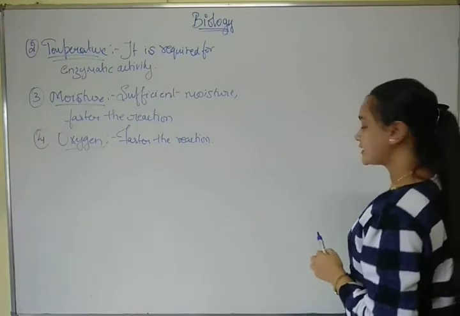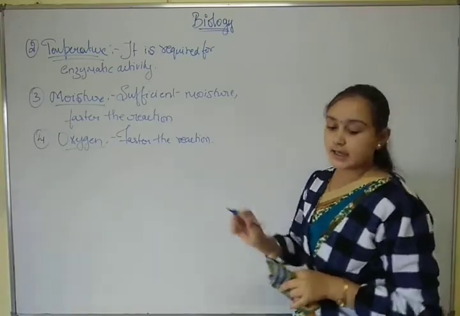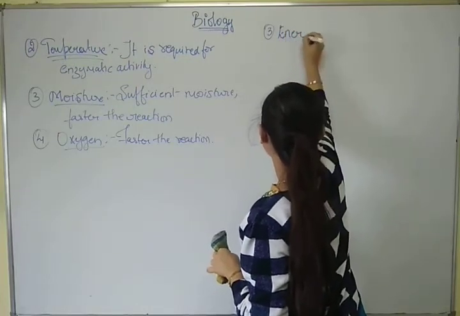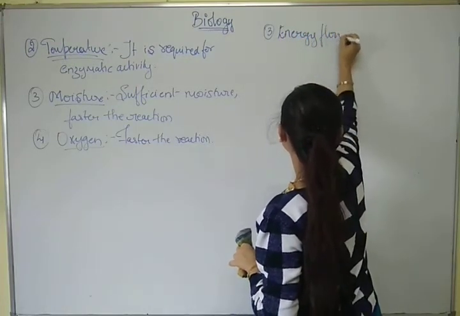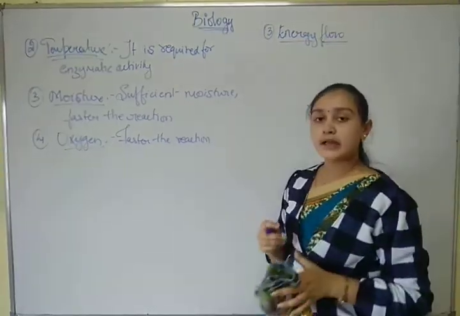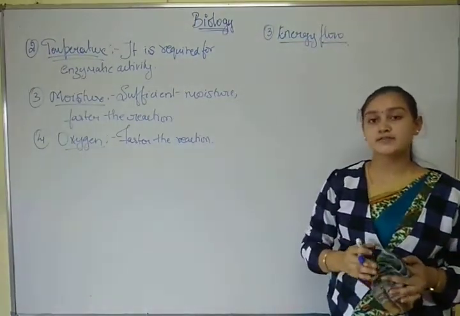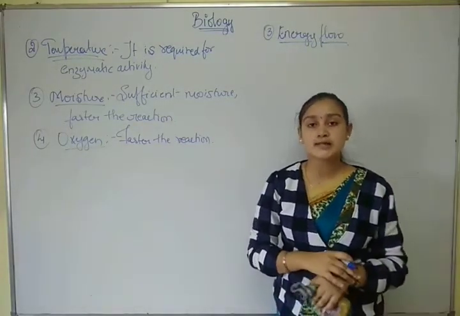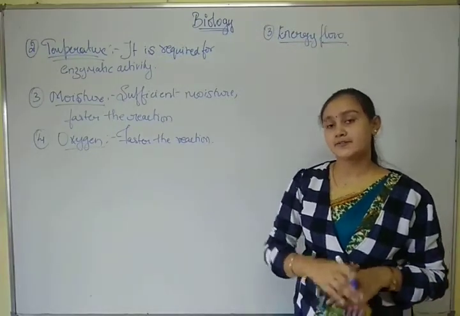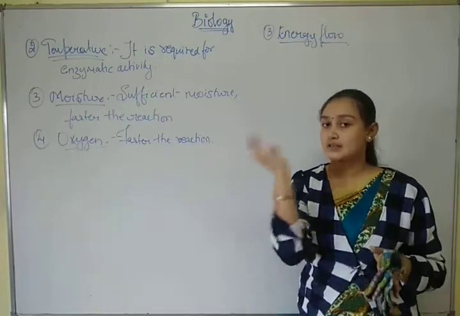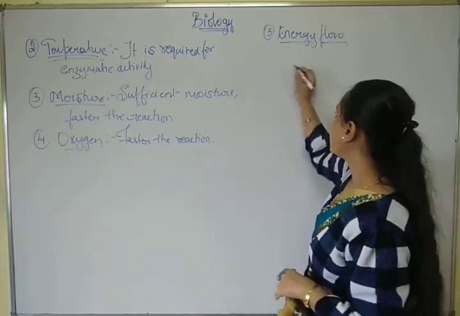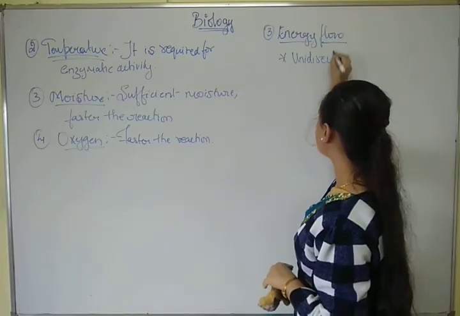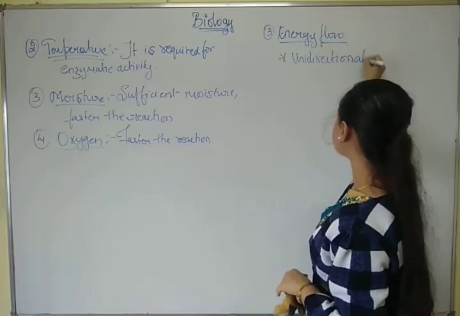So the second one was decomposition, and the third one is energy flow. Energy flow: the energy which is passed from one trophic level to another trophic level is unidirectional. So energy flow is unidirectional, it doesn't move back again. Okay, it is unidirectional.